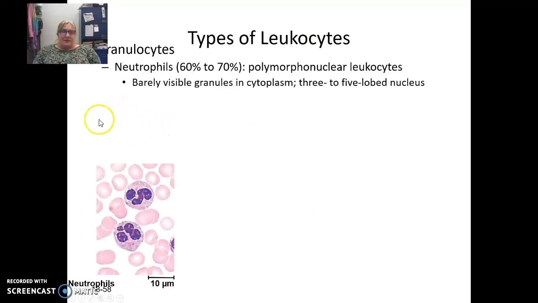So neutrophils. These are your neutrophils. They have kind of an S or a U-shaped nucleus. They're kind of a unique nucleus. These are the most common of all of our white blood cells. They're the first responders to most invasions. Their granules are very, very light.